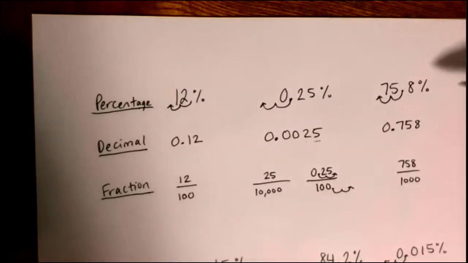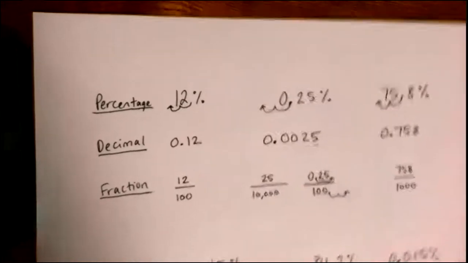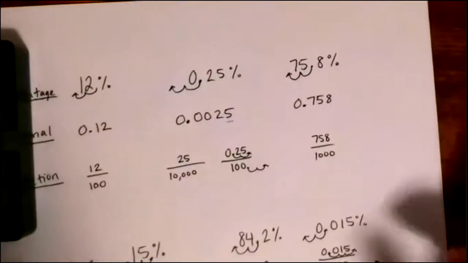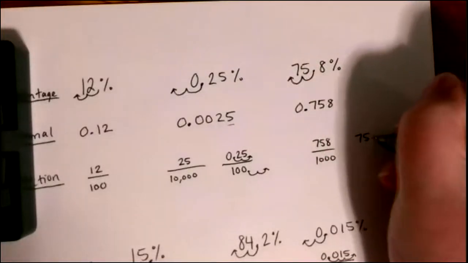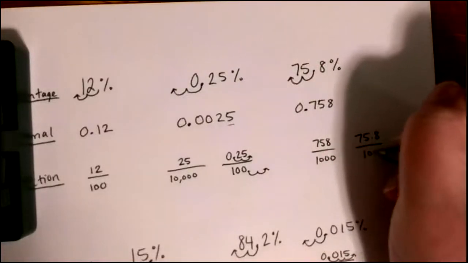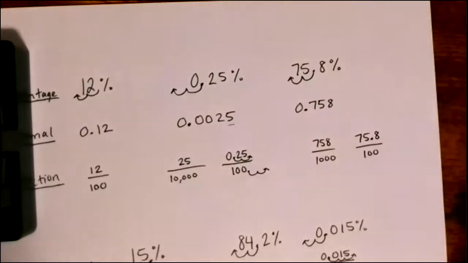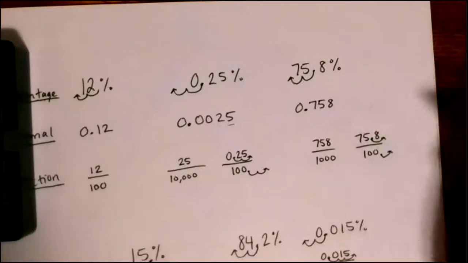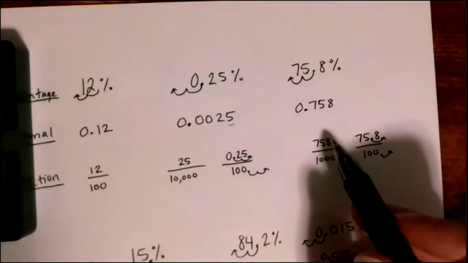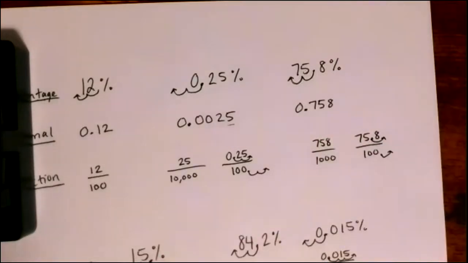Or if you chose to go the other way, just directly from the percentage, we could just take our number here, 75.8, put that over 100, and then move our decimals, which would still give us this number here, 758 thousandths.